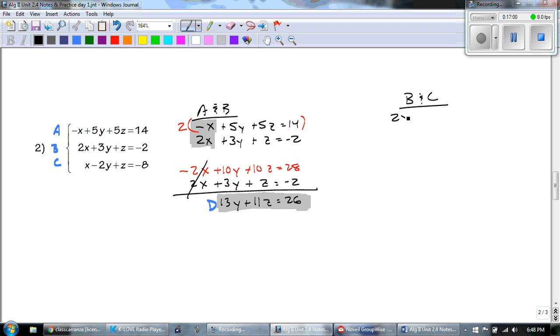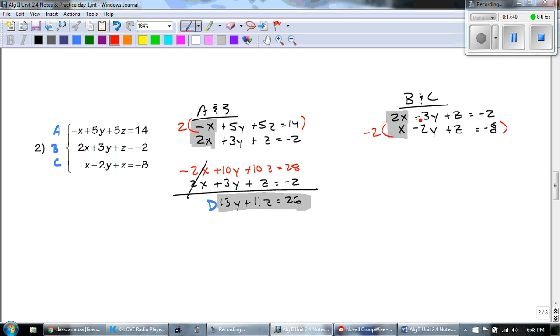So B, we have 2x plus 3y plus z equals -2. And then we have x, oh, and that's where we would almost make a mistake, minus 2y plus z equals -8. Now remember, you cannot be like, the z's would be really easy to cancel. Well, yeah, they would be. However, we need to cancel the same variables, okay? So we need to cancel the x's. I need that to be a -2, so we need to multiply everything by -2.